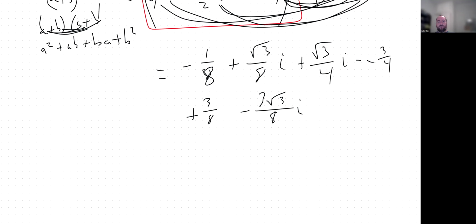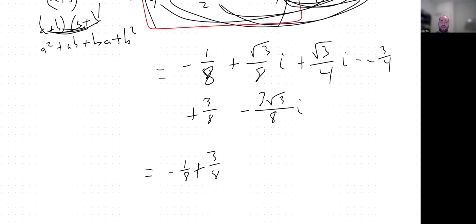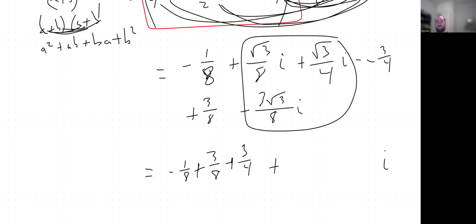Let's see how this works out. Negative 1/8 plus 3/8. I'm grouping the terms that are kind of similar, or on the same scale in a way. Okay, and then minus 3/4, so plus 3/4. Okay, cool, we got that. And then for the i's, these are the terms with the i's. So this is how many i's we're going to have. We're going to have square root 3 over 8 plus square root 3 over 4. Now, I like the 8 on the bottom.